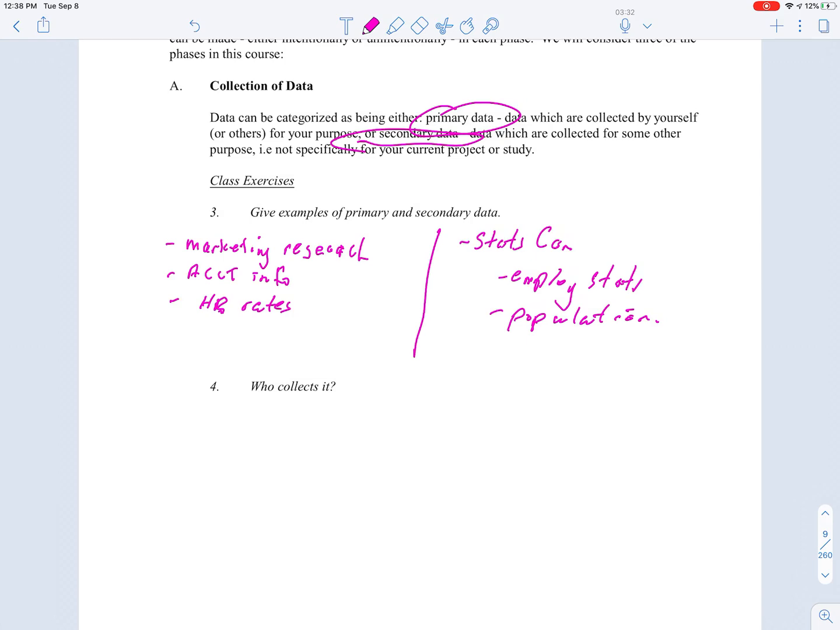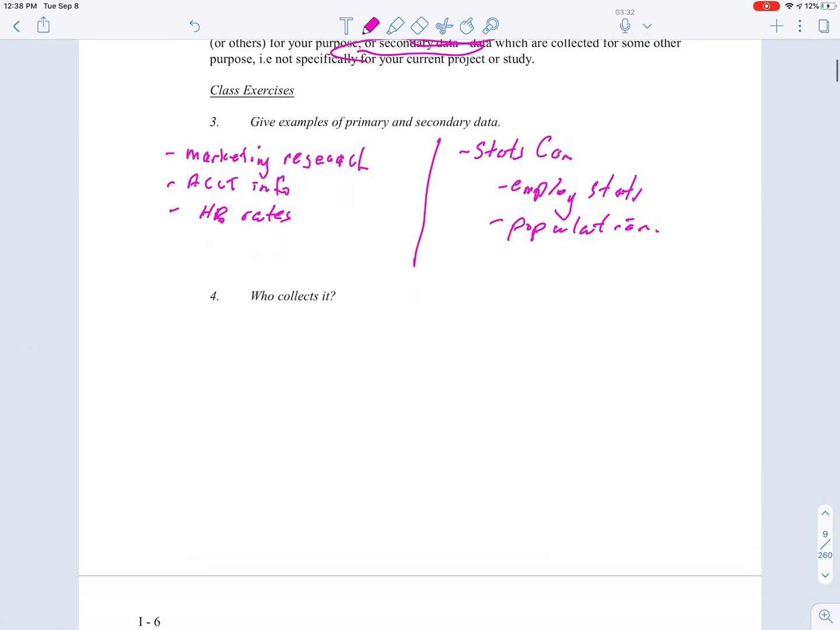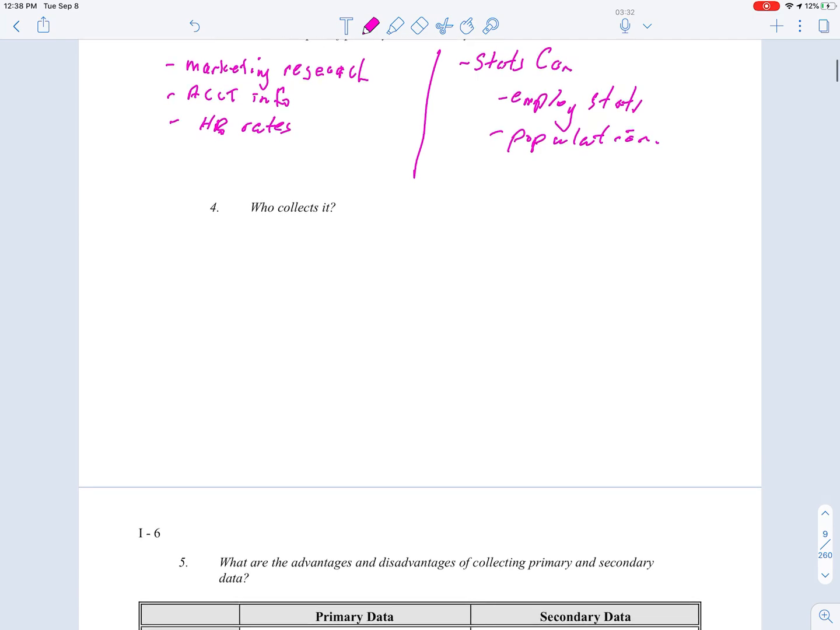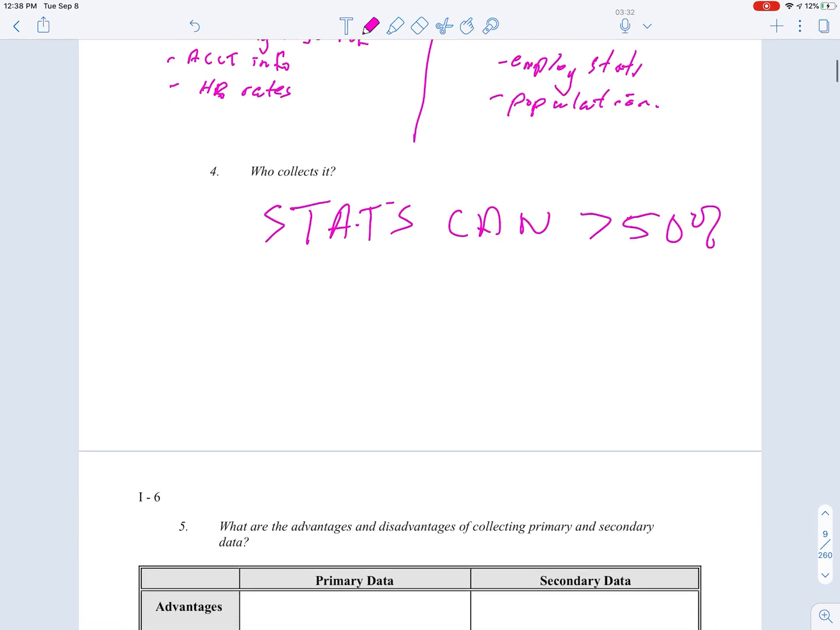All right, let's go back here. You can scratch down a couple of notes in terms of what you just saw. The main thing is Stats Can, and Stats Can is probably greater than 50% of all the data which is collected, and then some of these other ones which I just showed you.